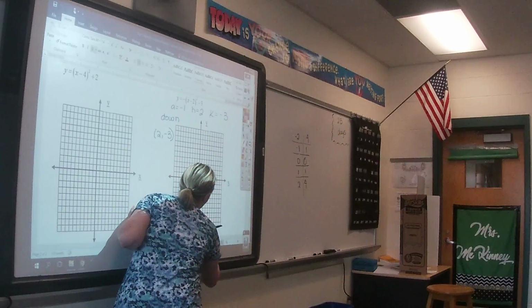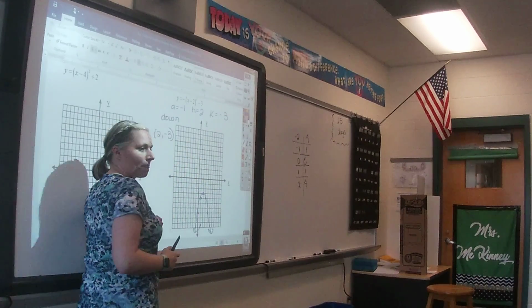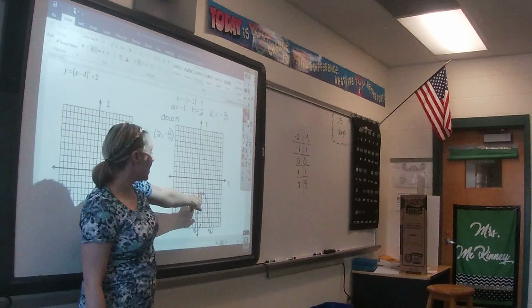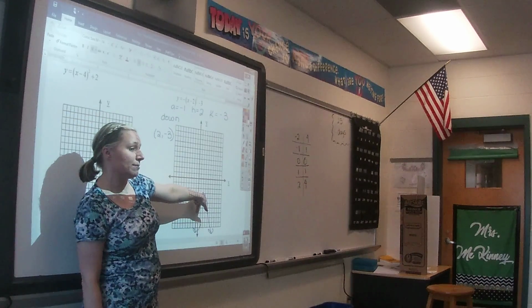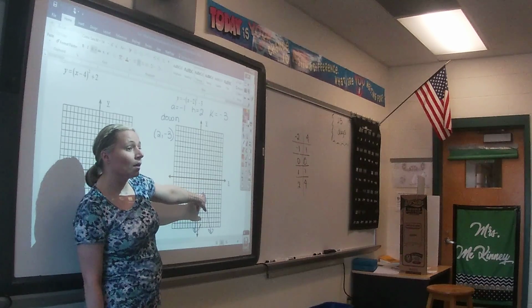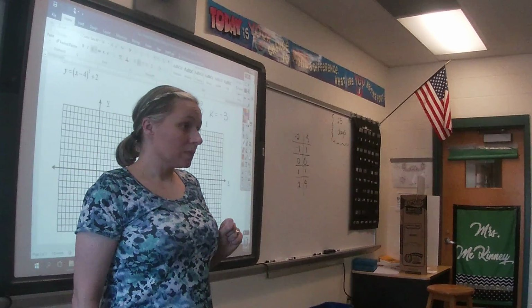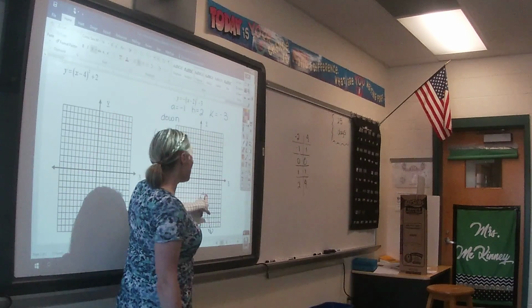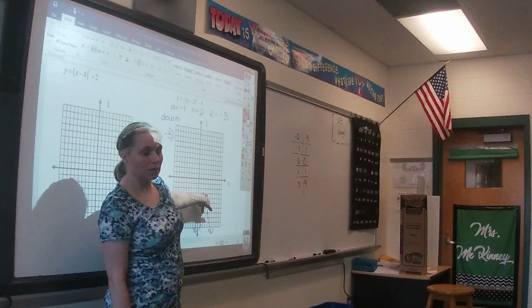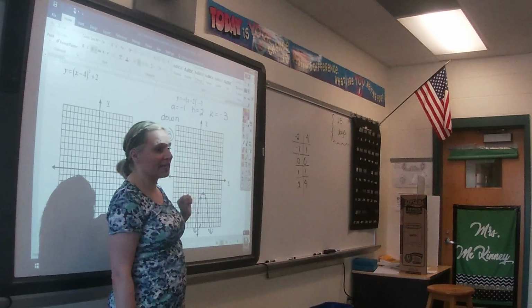Yes, Olivia? I don't get how you're knowing where to move the dots. How to move this dot right here or the other dots around it? How you got any of that besides the vertex? I don't understand anything else. Okay, so all I'm doing is squaring. I'm saying if I go over 1, what is 1 squared? 1. And so because it opens down, I'm moving down.